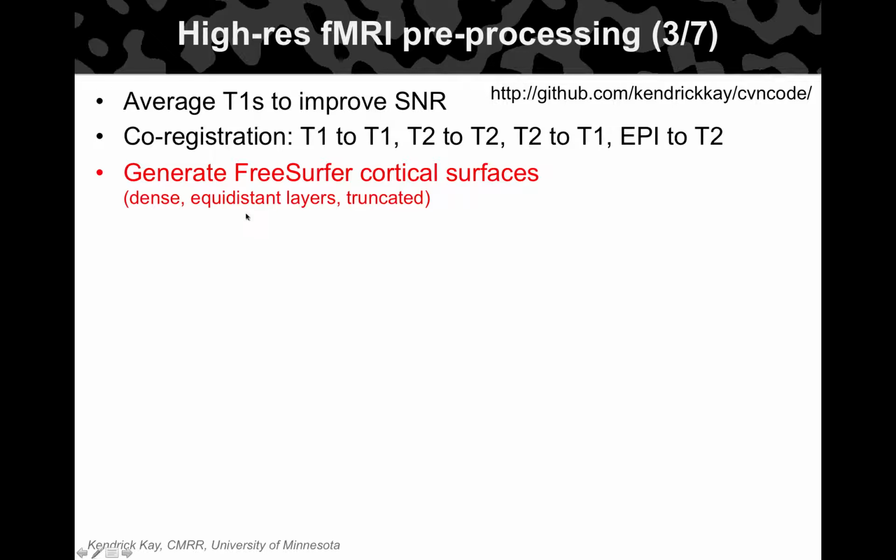And then make layers, and then these surfaces get huge, so we have to truncate the surfaces. We don't get coverage beyond the posterior half of the brain, so it just makes sense to save on memory requirements by truncating these things.